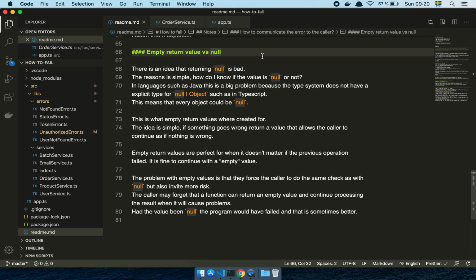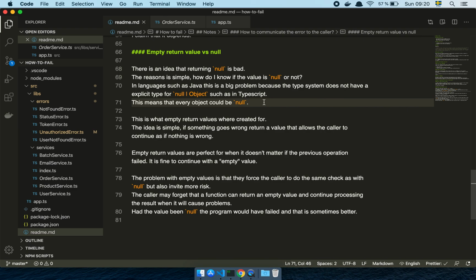So what if you're in a situation where you don't want to return null? Maybe you want to return something that represents that something has gone wrong, but there's no problem with the fact that something went wrong.